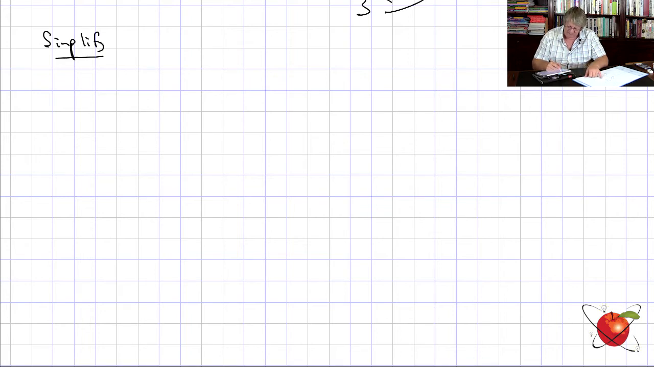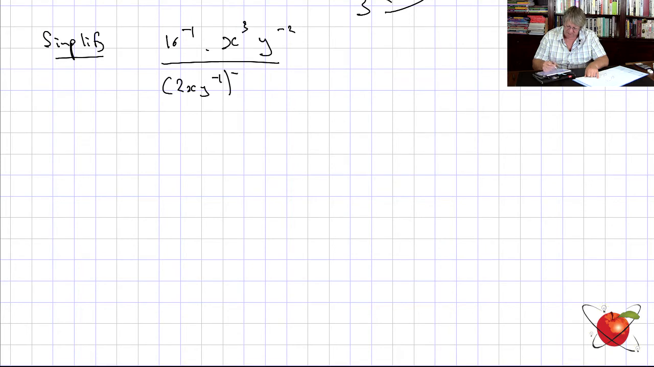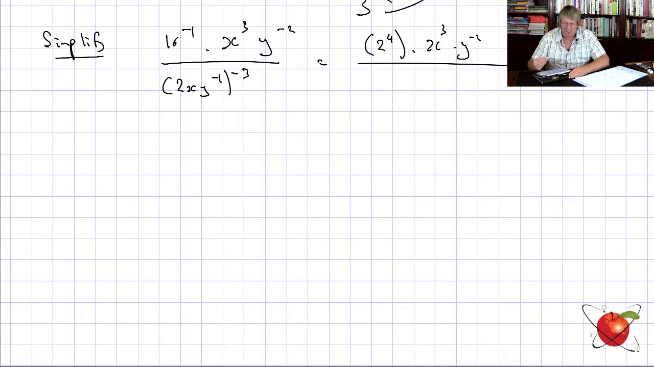Okay, 16 to the power of minus 1, x to the power of 3, y to the minus 2, over 2xy to the minus 1, all to the minus 3. Simplify. Step 1, prime factors. 16 is going to be 2 to the power of 4, multiplied by x cubed, y to the minus 2. Okay? Remember, don't do too many things at a time.